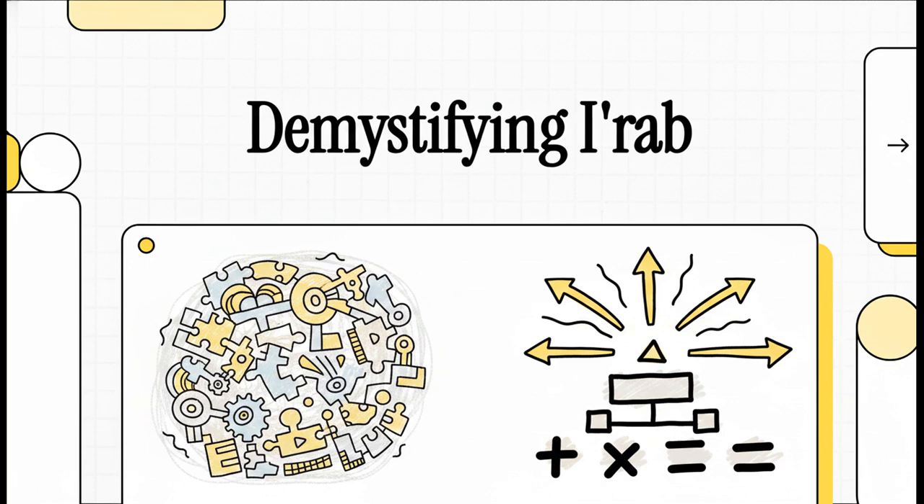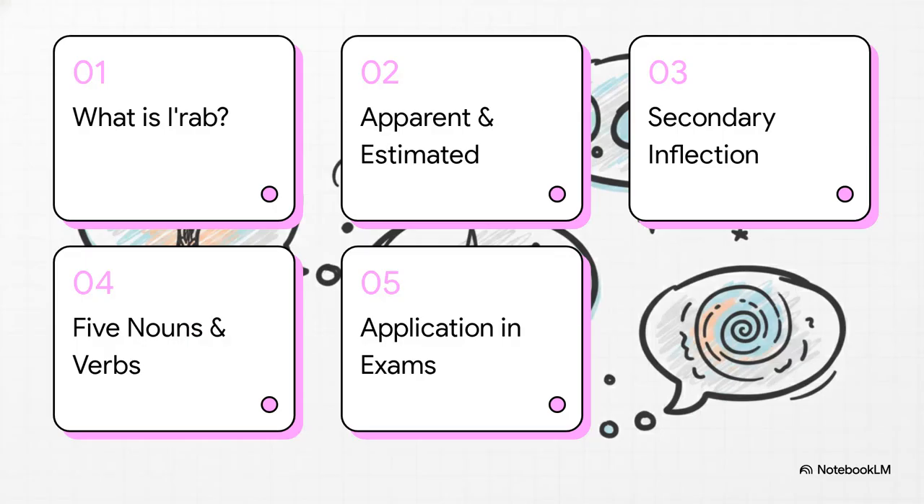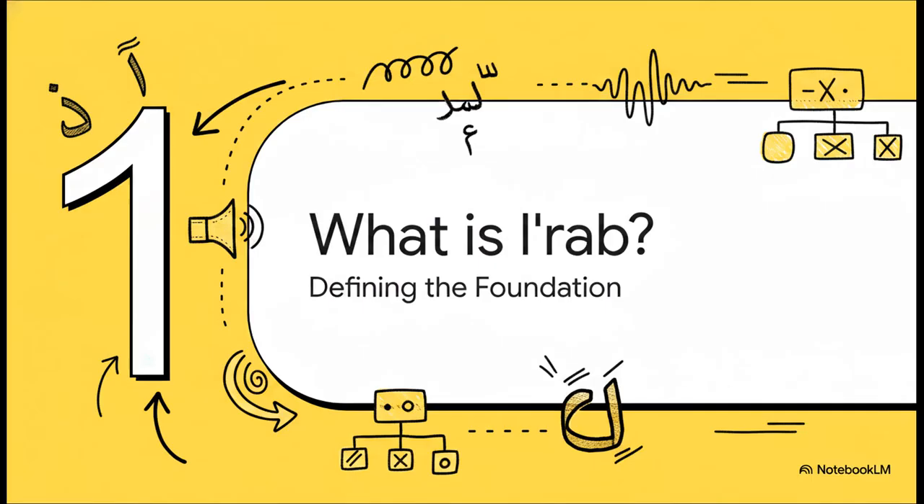By the end of this, you won't just understand these rules, you are actually going to see the brilliant, almost mathematical logic behind the language. Here is our roadmap for today. We'll start with what is i'rab, then apparent and estimated signs. Next, secondary inflection signs, followed by the 5 nouns and verbs, and finally, application in exams. Okay, let's dive into this.